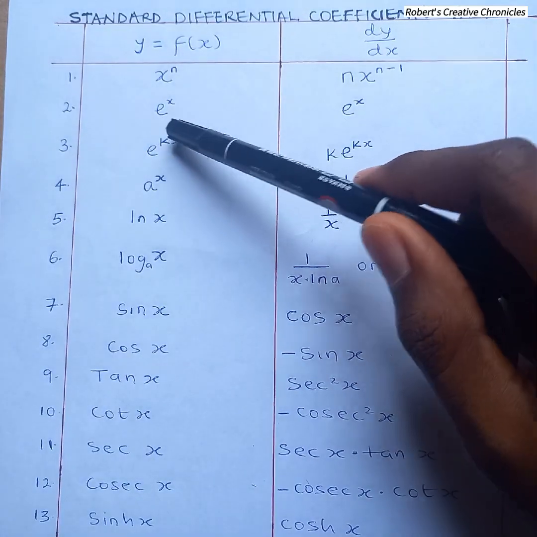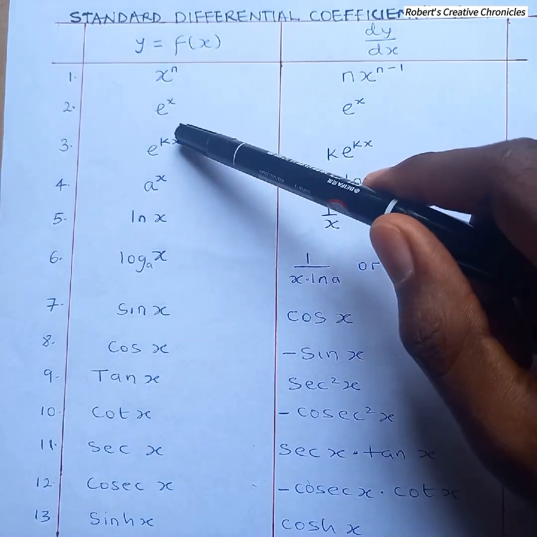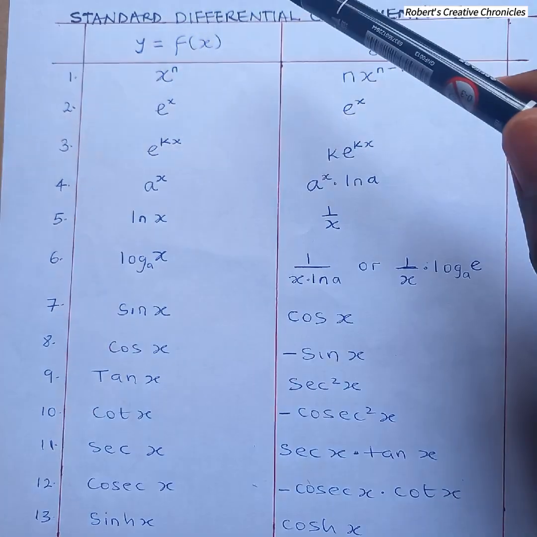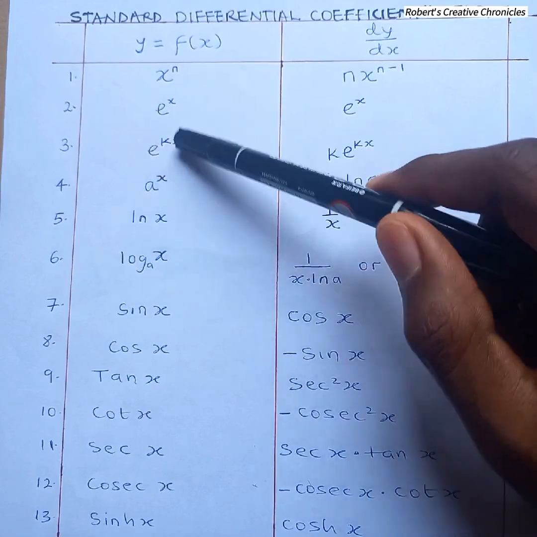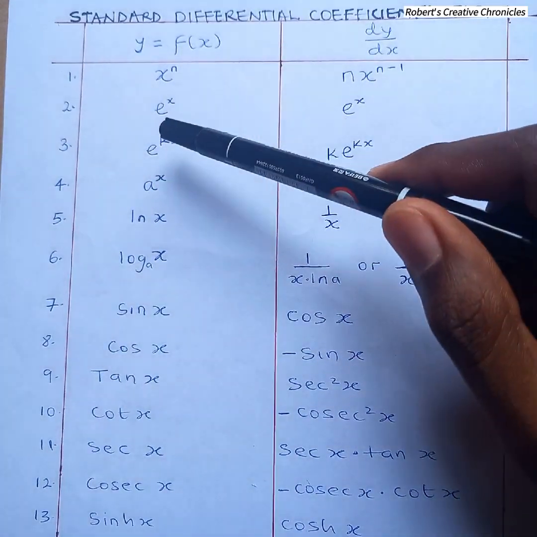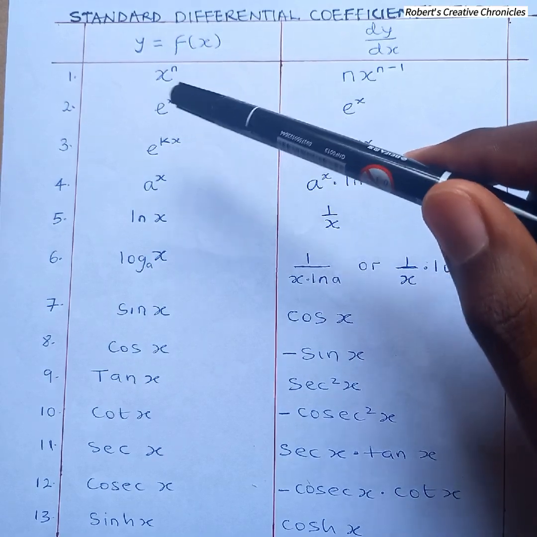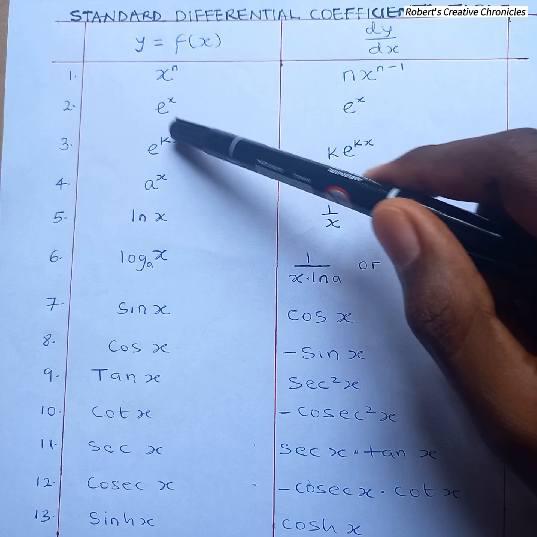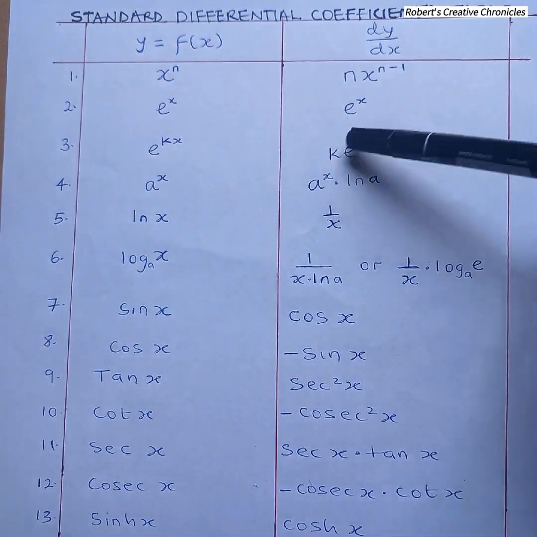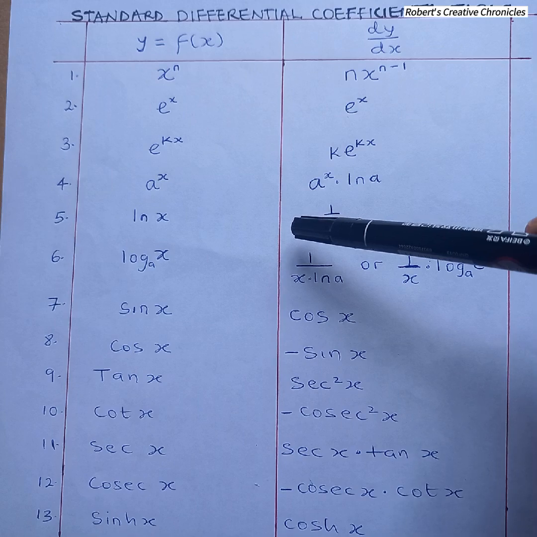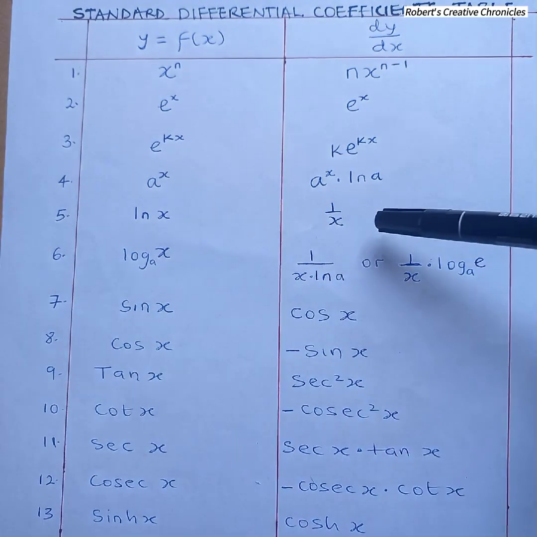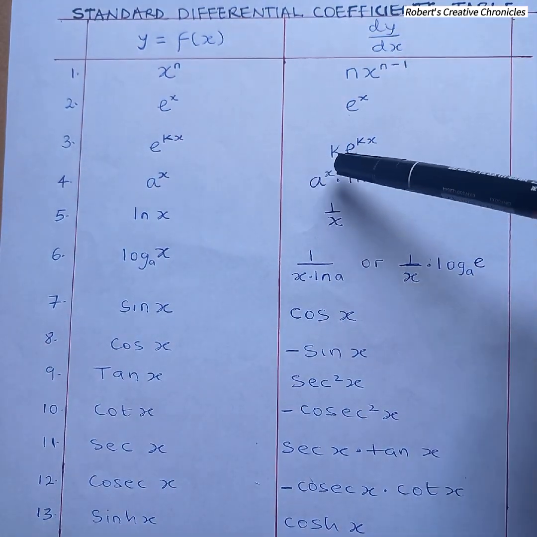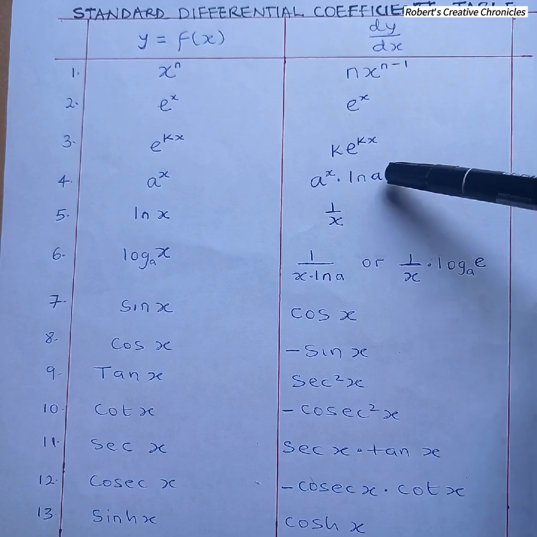This one, there's a value attached to it. So if you differentiate it, maybe from 2 going up, it can also even be a negative number. So if you differentiate it, then you multiply that value that you got from the differentiation by the entire function. That is why it gave us k exponential kx. The fourth one is a raised to the power of x. So the derivative is a raised to the power of x times ln a.